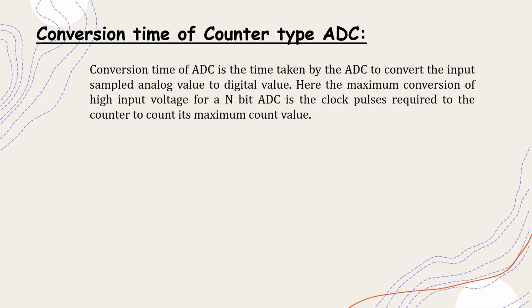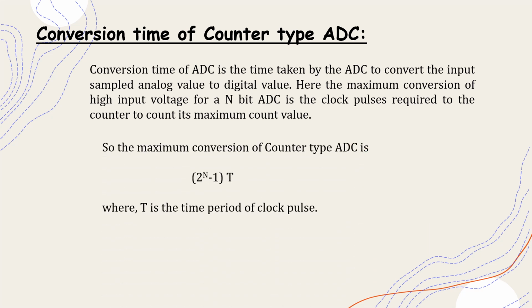The conversion time of an ADC is the time taken by the ADC to convert the input sampled analog value to a digital value. Here the maximum conversion time for a high input voltage for an n-bit ADC is the clock pulses required for the counter to count its maximum count value. So the maximum conversion time of the counter type ADC is (2^n - 1) times T, where T is the time period of the clock pulse.